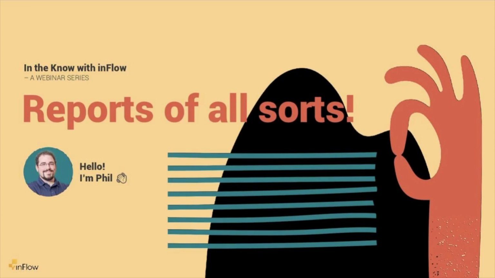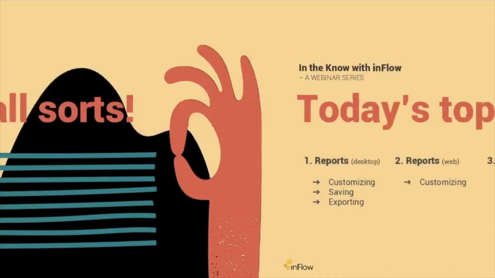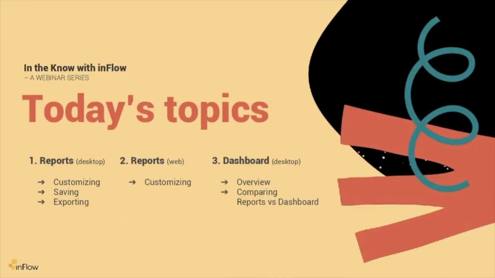So again, we're going through reports. This is kind of just an overview of today's topics. We're going to start off with the desktop reports, kind of go through the different ways that you can customize each of the different reports to get the information you're looking for. We'll go through a bit of how the different ways that you can save them, as well as export them to different programs that you might need.